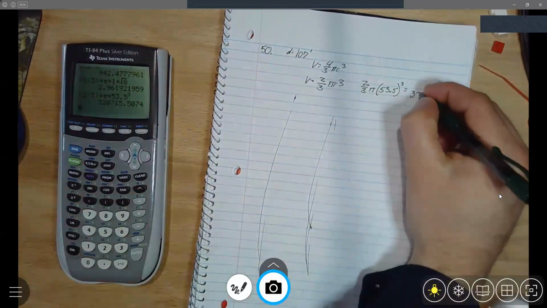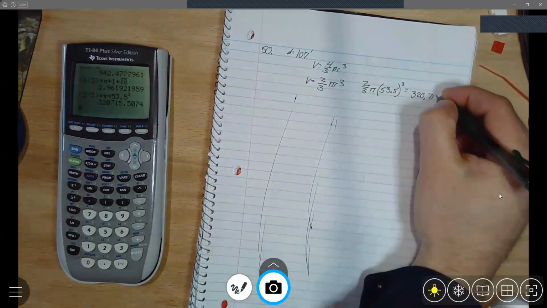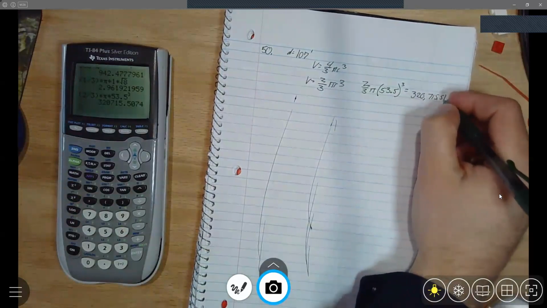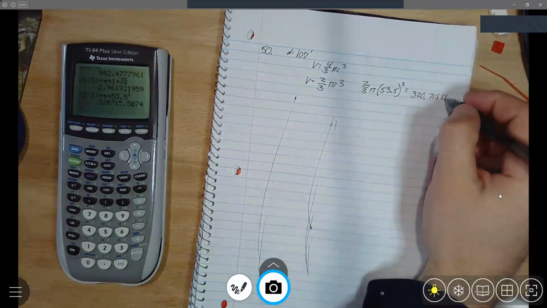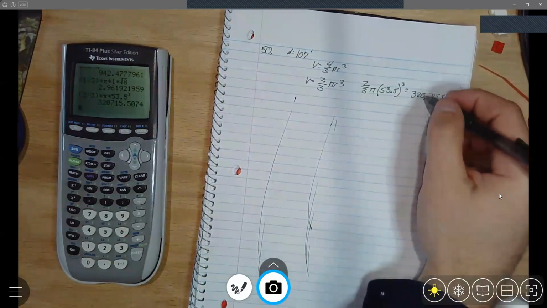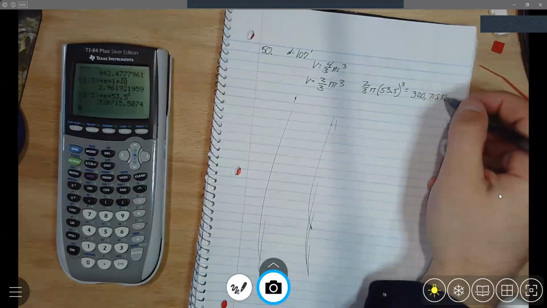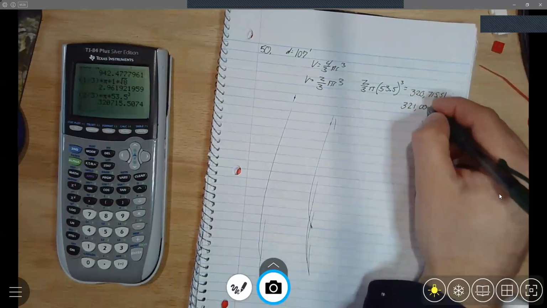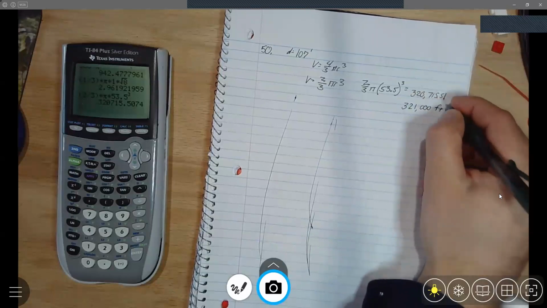So we get 320,715.51, but we're supposed to round to the nearest 1,000 cubic feet. So this 715, et cetera, is going to bump us up to 321,000 cubic feet.